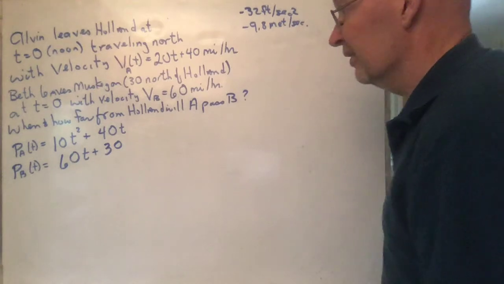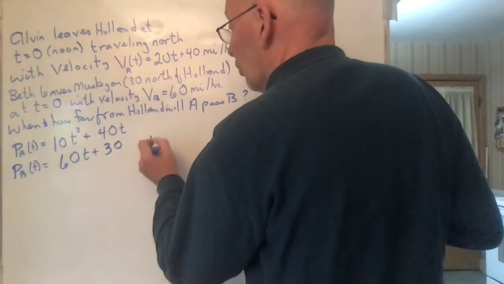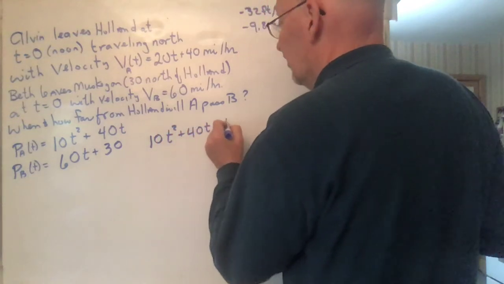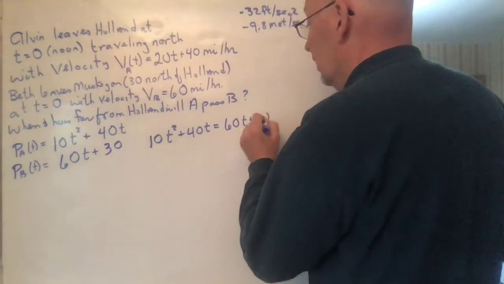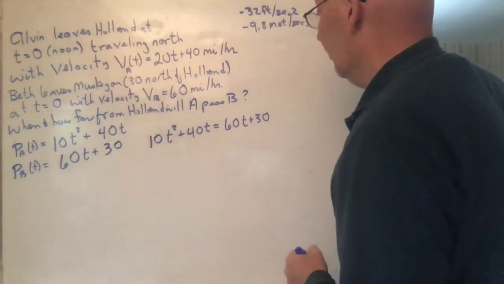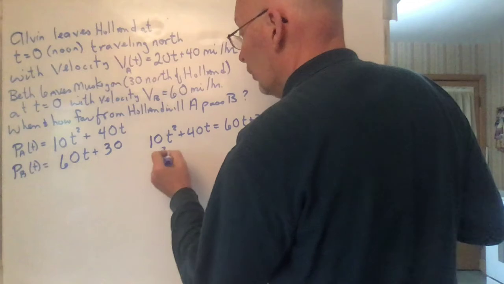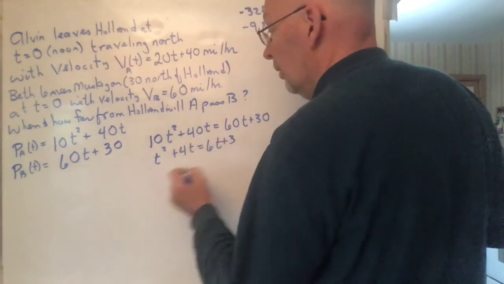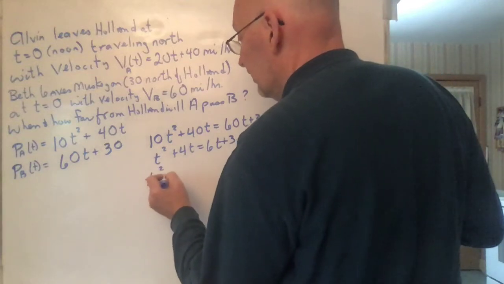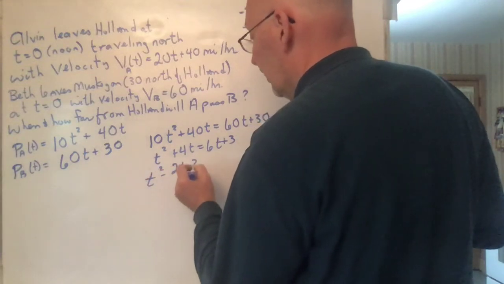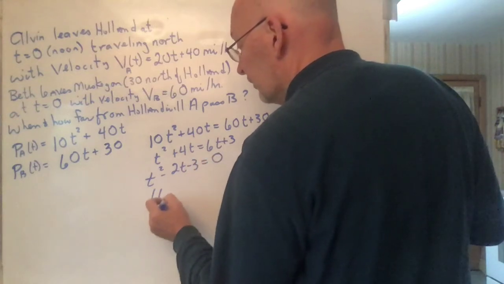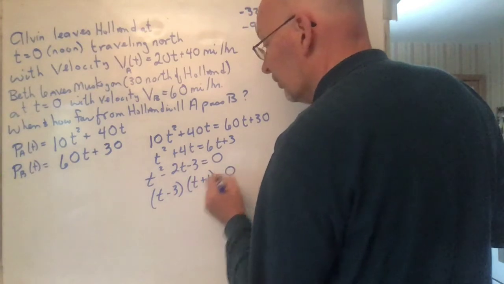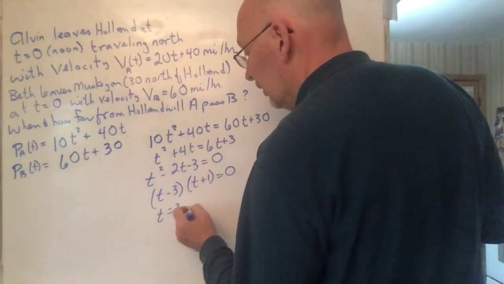So you see that that's a little algebra coming up here. So we'll write 10t squared plus 40t is equal to 60t plus 30. Let's first of all just divide everything through by 10. So we're going to get t squared plus 4t equals 6t plus 3. Bring everything over to the left-hand side. t squared minus 2t minus 3 is equal to 0. Factors nicely as was designed. t minus 3, t plus 1 is equal to 0. t is either equal to 3 or to negative 1.